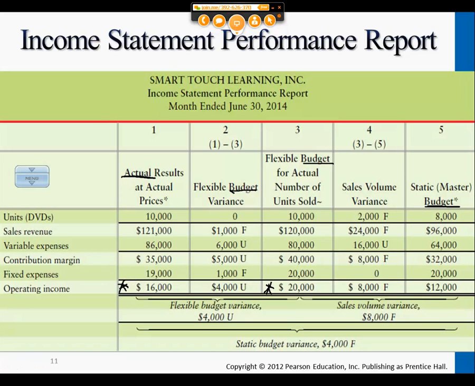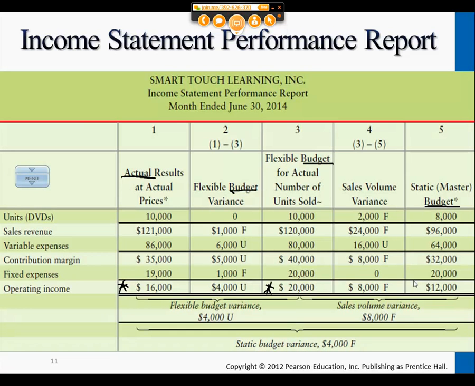Okay, so column 5. What is this column 5? That was the budget. That's the static budget, right? At the beginning of the month. Beginning of the year. Static is like your master, whatever is the dynamic in your company, right? Usually it's a quarter or a month. It's not commonly put together because it's a lot of work, right? So we are saying that we thought we would sell 8,000 units and that our operating income would be $12,000, right? Okay, so what are we going to do here?